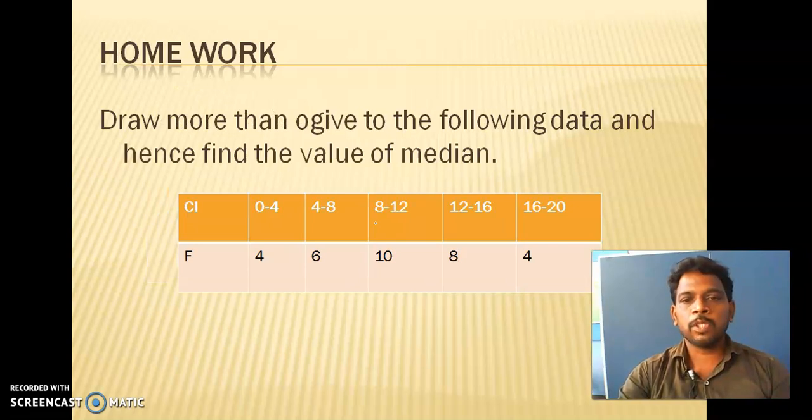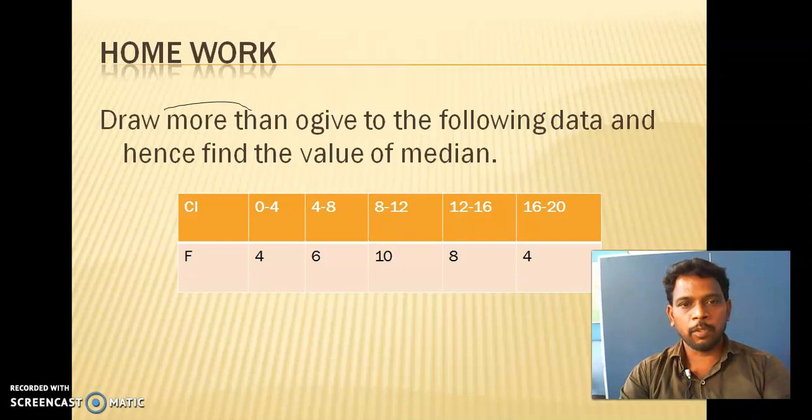So draw more than ogive to the following data and hence find out the value of the median. So here they are asking to draw the more than ogive only. So in this question we are going to draw only more than ogive, right? Not less than ogive. And they are asking to find out the median also, right? So first you have to create a table and then plot the points on the graph sheet and draw the more than ogive curve. And then from that we are going to find out the median.